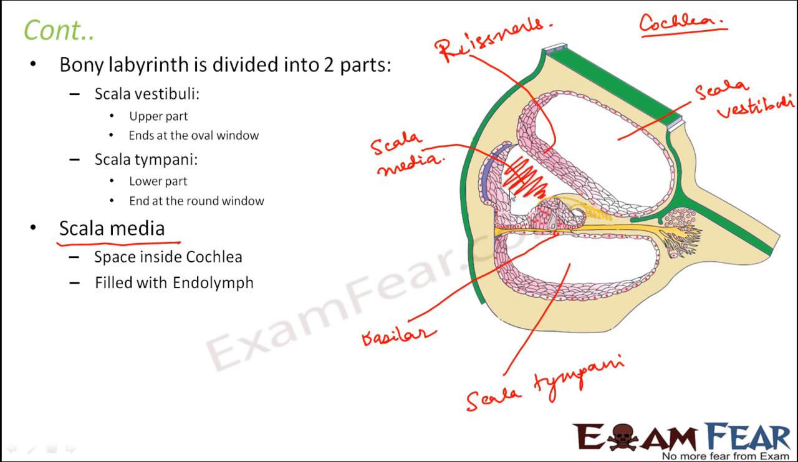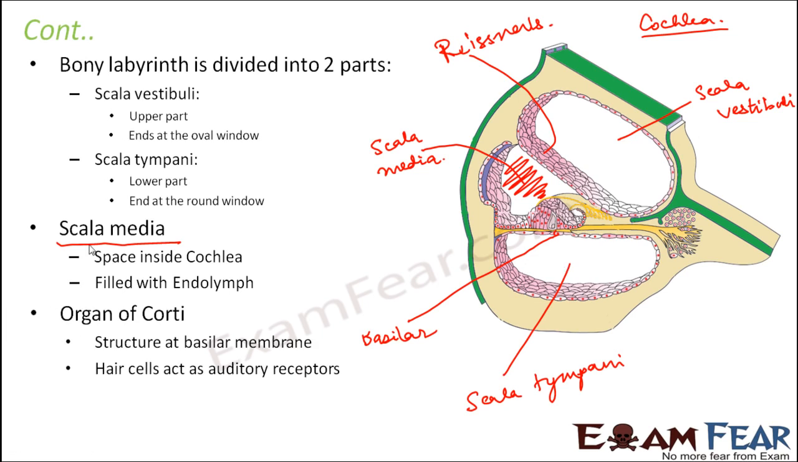So basically, if you see, endolymph was present inside the membranous labyrinth, right? So this forms a part of the membranous labyrinth because it is the inside portion, and the outer portion is the bony labyrinth, and they are filled with perilymph. Now there is another important part of the cochlea, that is the organ of Corti.